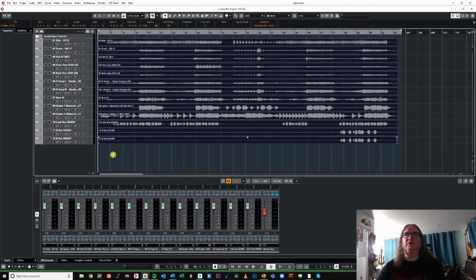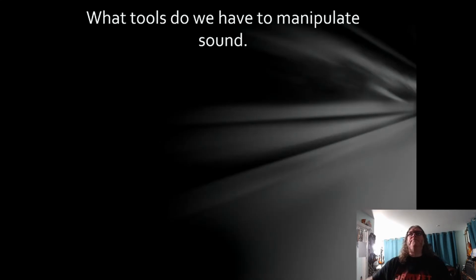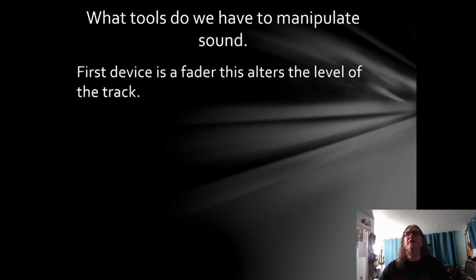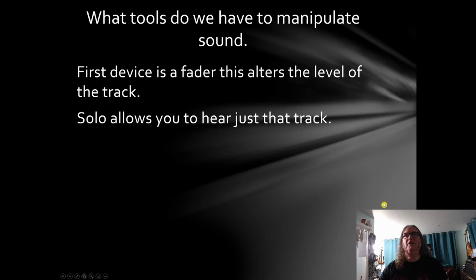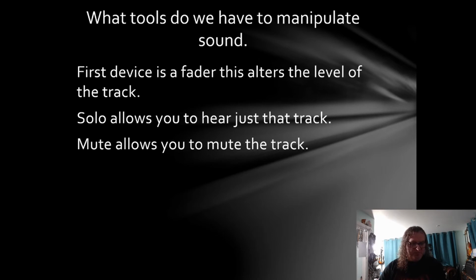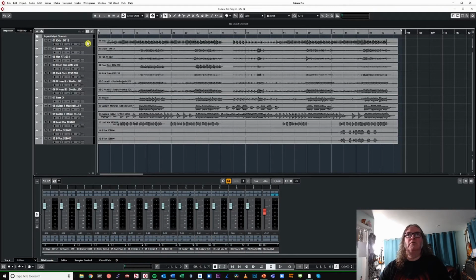Right, so we've actually imported something into Cubase now. How tremendous is that? We've seen a couple of ways of how we can import them, the file types and the file structure. So let's have a little recap, although it might be brand new to you. What tools do we have to manipulate sound? The first one that we have is what we call a fader. This alters the level of the track. Solo allows us to isolate that track, and a mute allows you to mute the track so you can hear all the other tracks.